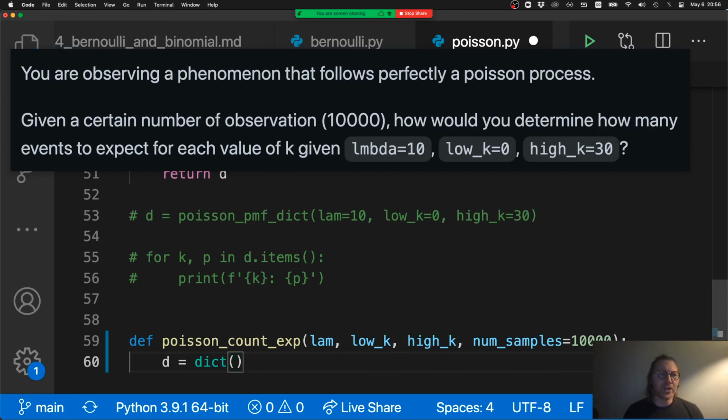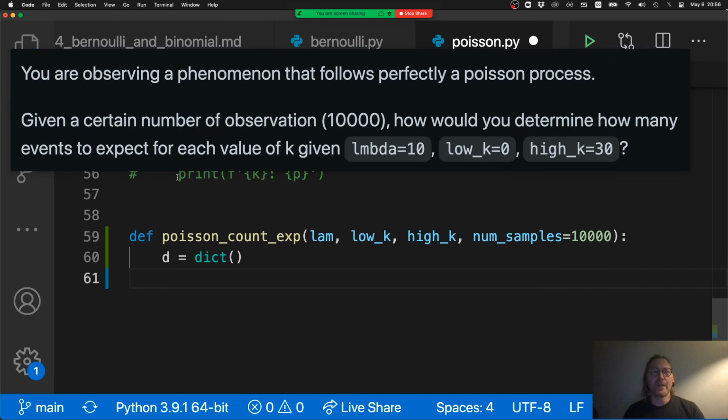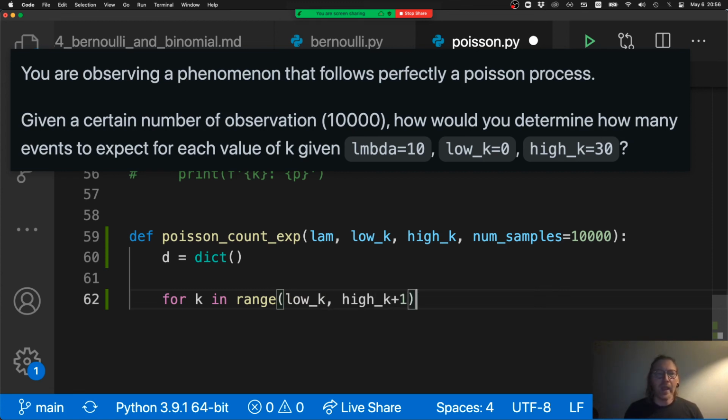We can instantiate a dictionary, and there's a couple different ways we can do this. I'm going to do this in the simplest way. This is very much like the prior function, right? We go from low k to high k plus 1, and we say d sub k is going to get the Poisson PMF of lambda and k.